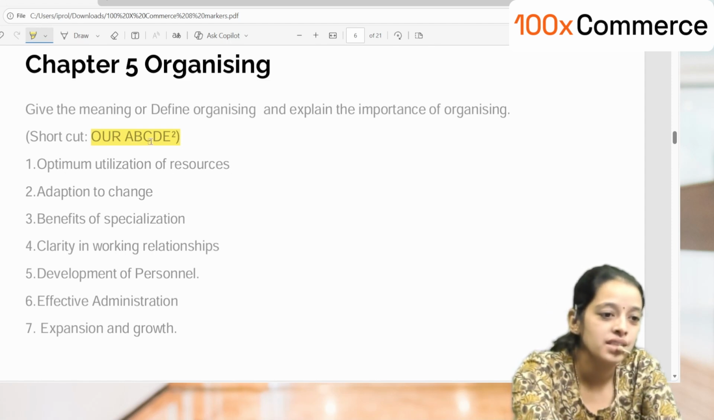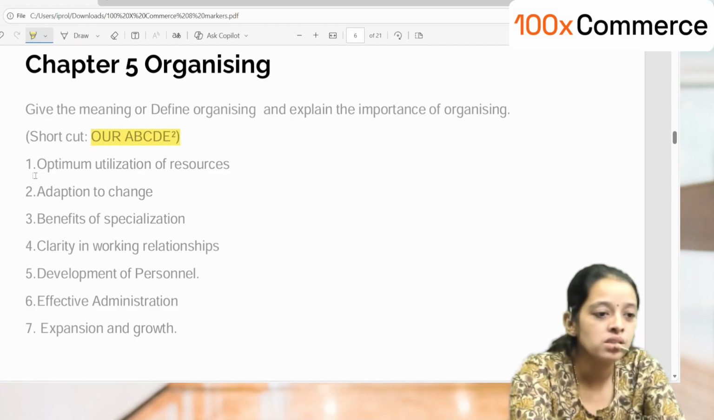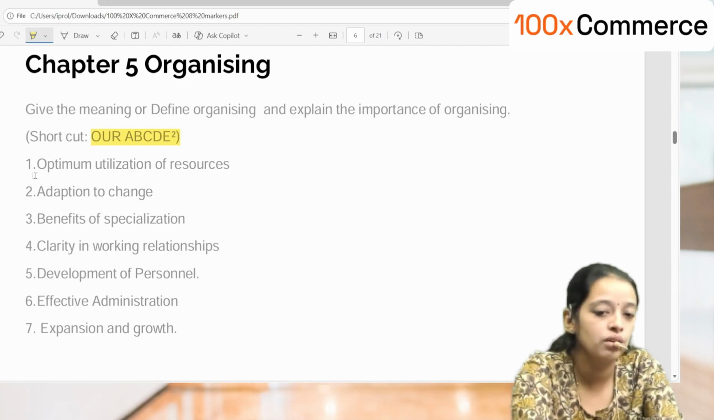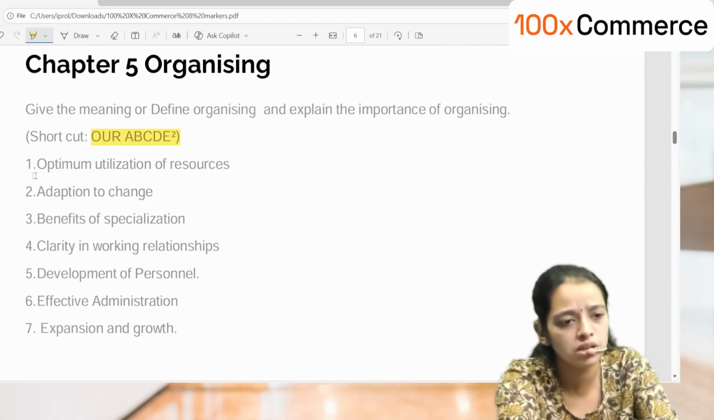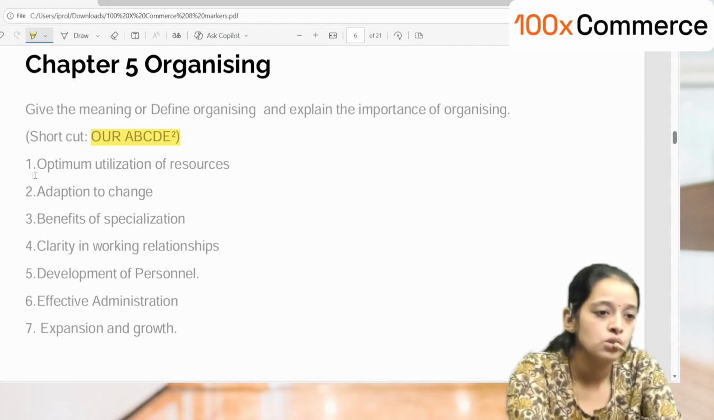Our ABCDE square. So what is this? O stands for optimum utilization of resources. Yes, organizing always aims at proper and optimum utilization or usage of all kinds of resources. All kinds of resources here refers to right from your human resource, then your raw materials, machines, everything. So everything will be utilized to the fullest so that no resources are wasted.